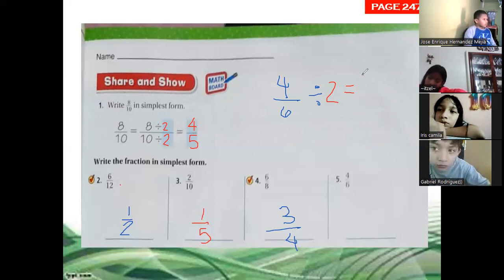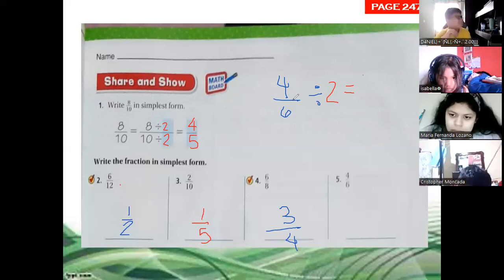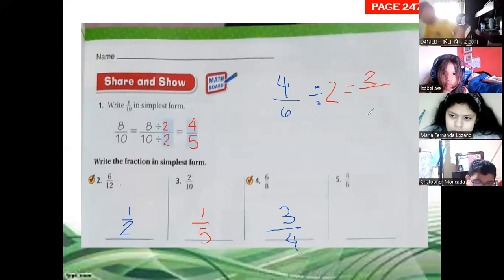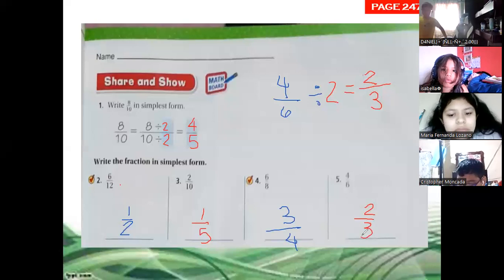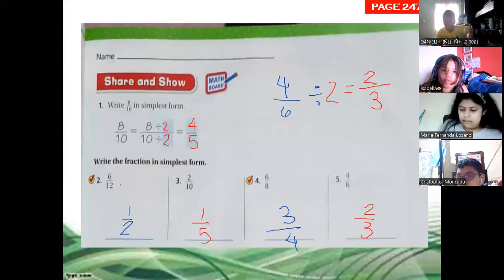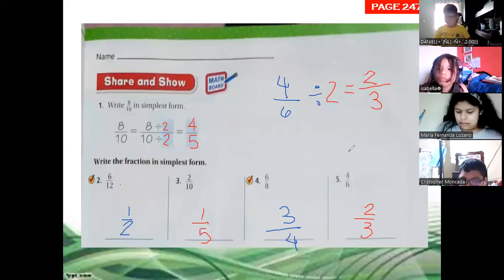Jose Enrique, what are you looking at? You are distracted. 4 divided by 2. 4 lempiras for 2 children. How many lempiras does each child receive? 2 lempiras. 6 lempiras divided into 2 children. 3. Daniel, where do you go? This is the simplest form. 4/6 is 2/3.